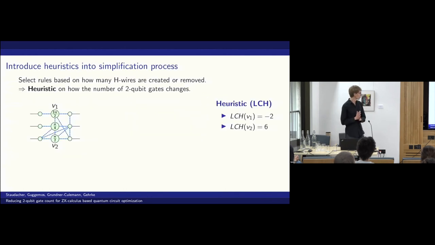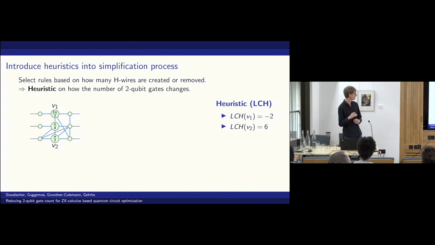So my main idea was, instead of focusing on eliminating every possible Clifford spider in the diagram, why not focus on eliminating the Hadamard wires instead? So I came up with the idea of introducing heuristics. I select my rules based on how they change the number of Hadamard wires in the diagram. This then serves as a heuristic for how the number of 2-qubit gates of the underlying quantum circuit changes.